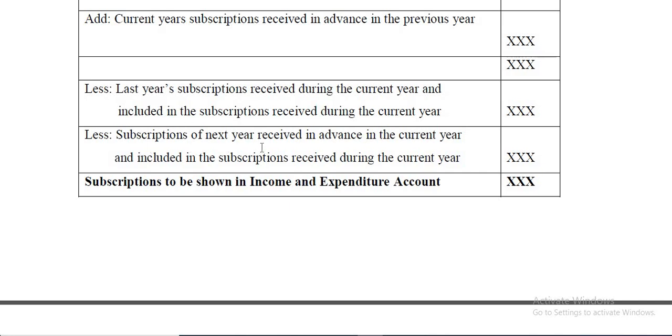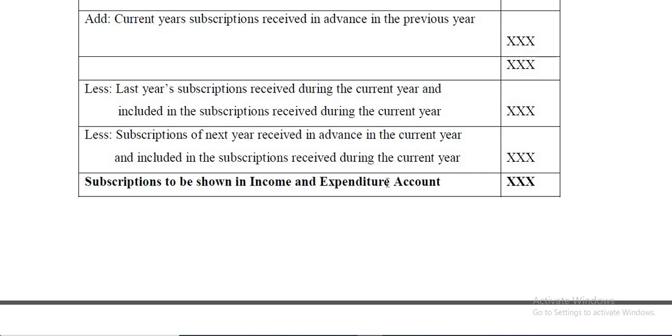And then subscription of next year, that is subscription received in advance during the year. You have received this year, but that is related to next year. Therefore, that should be deducted. So thus, after all these adjustments, whatever you get, that is the subscription of the current year and that is credited to income and expenditure account.